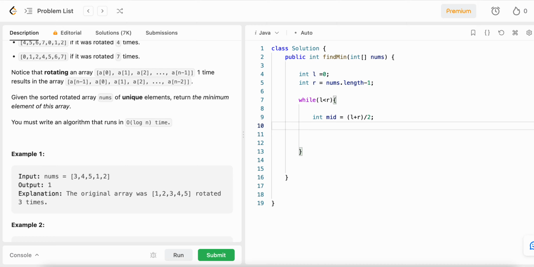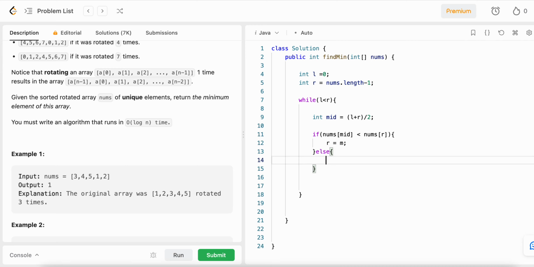Now we'll check, like I said, if my mid is smaller than my right. Since my right side is greater and I have to find the minimum value, I have to shift towards the left. So in this case, how will we shift to the left? I'll just assign my right to mid.